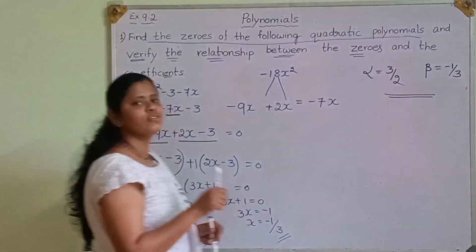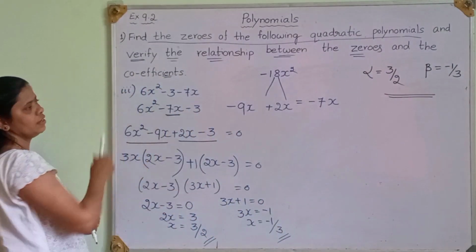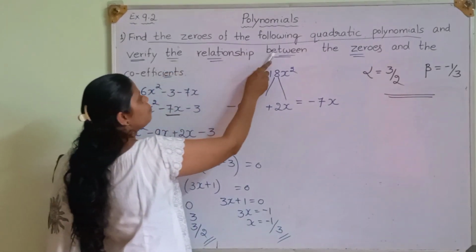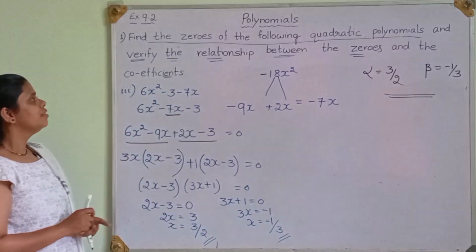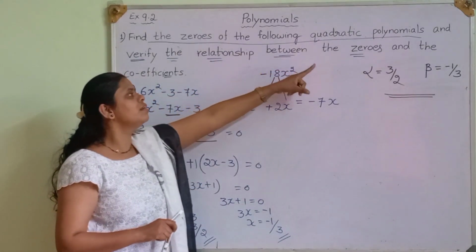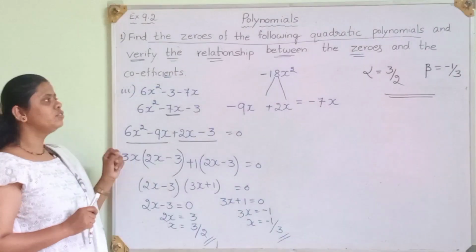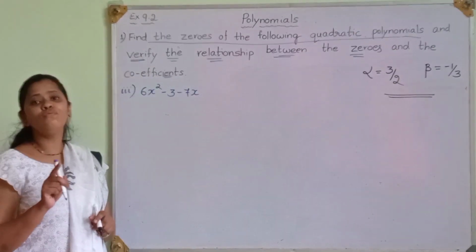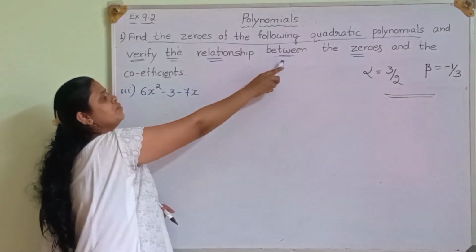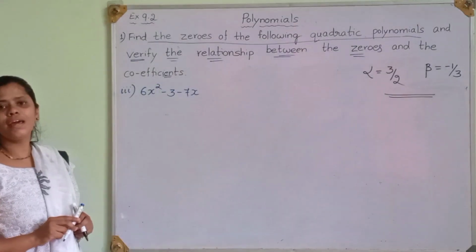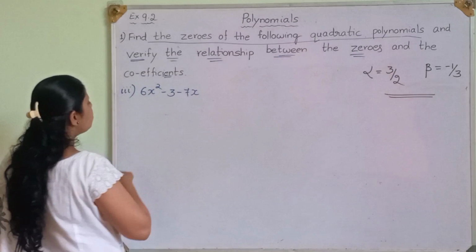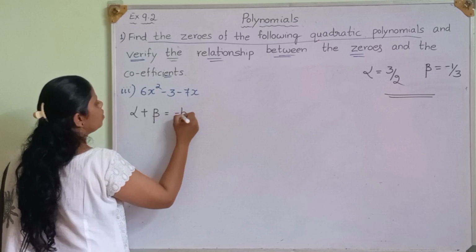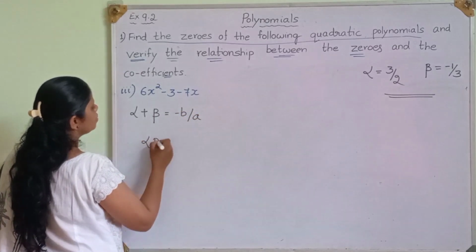We have found the zeros of the polynomial of the quadratic equation. We have completed the first part of the question and now we have to complete the second part of the question. That is, we have to find out the relationship between the zeros and the coefficient. Let us do that. Let me rub this. We know that there are two formulas which show the relationship between the zeros and the coefficient. They are alpha plus beta is equal to minus b by a. This is one formula. And alpha beta is equal to c by a.